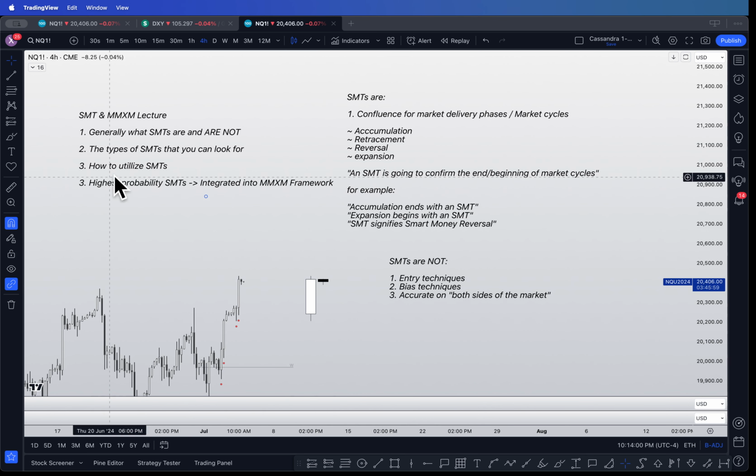So we're going to talk about how to utilize SMTs and then where the highest probability SMTs actually are. So when you start looking for them, it's no longer a pattern, because remember, most things are taught as patterns, right?